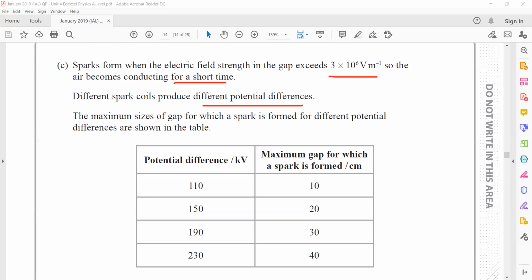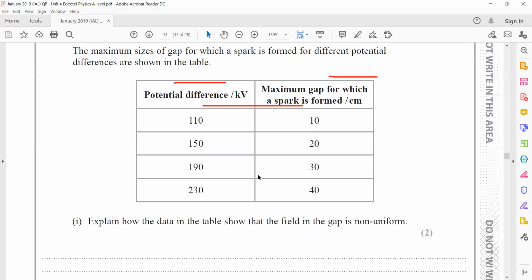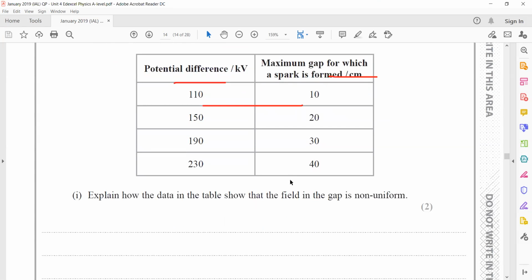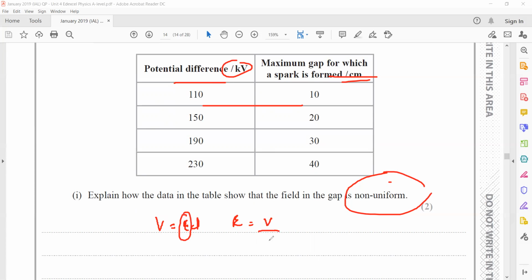So in the question they ask: explain how the data in the table shows that the electric field in the gap is non-uniform, meaning the electric field is not constant. You have the voltage, 110 kilovolts, and you have the gap in centimeters. So I can find the electric field. What is the formula to calculate electric field? V equals ED. So the electric field is the voltage divided by the distance, or gap, between the plates.